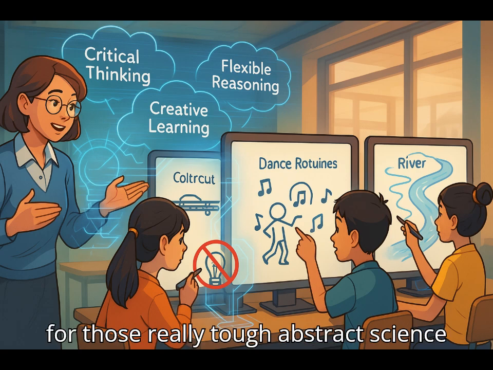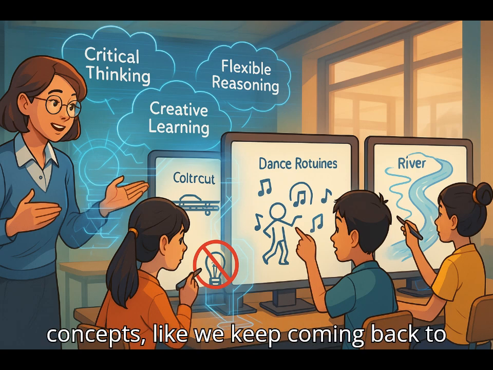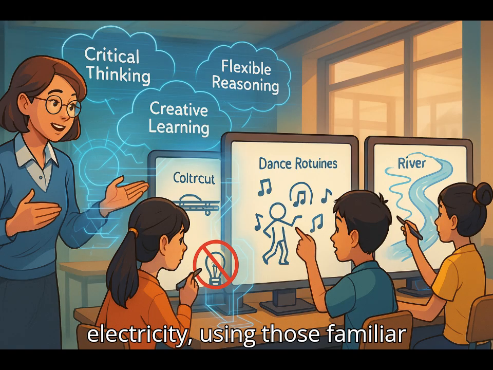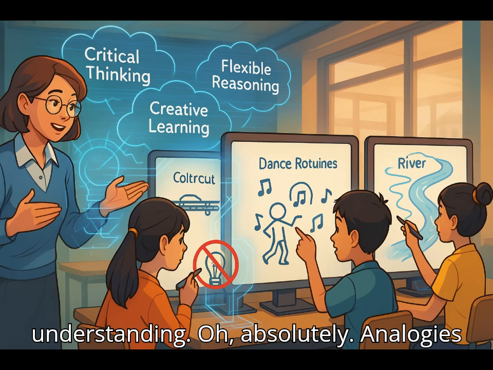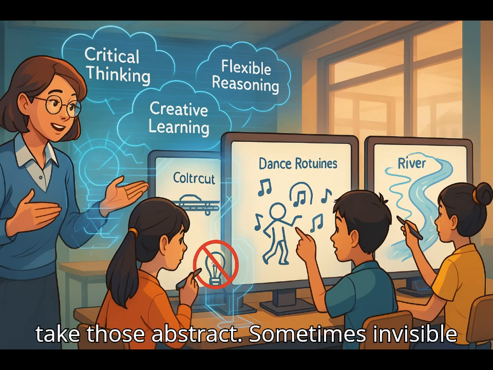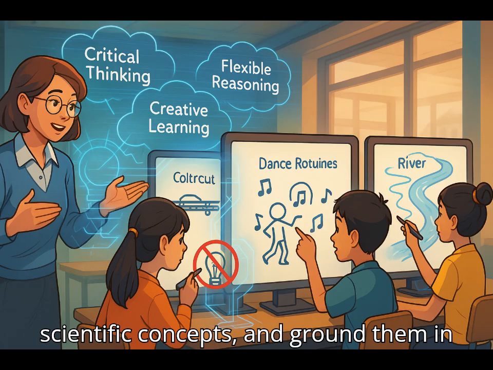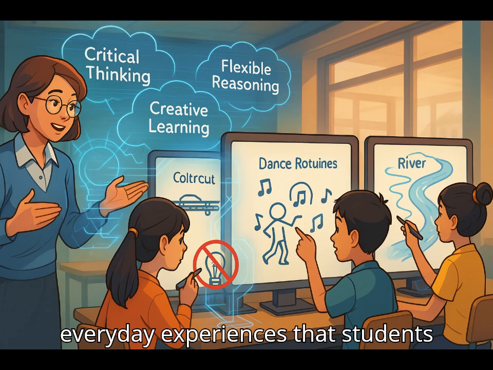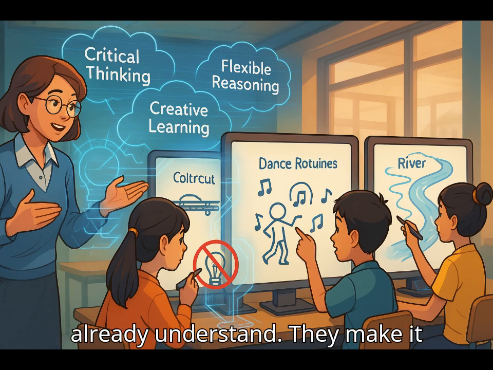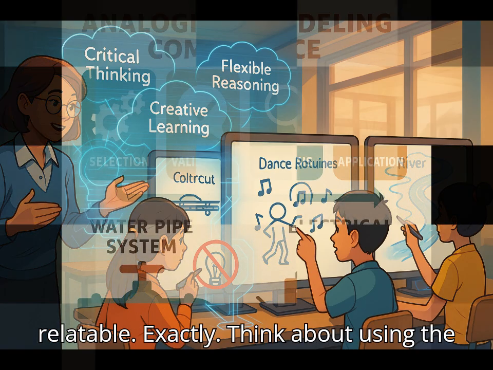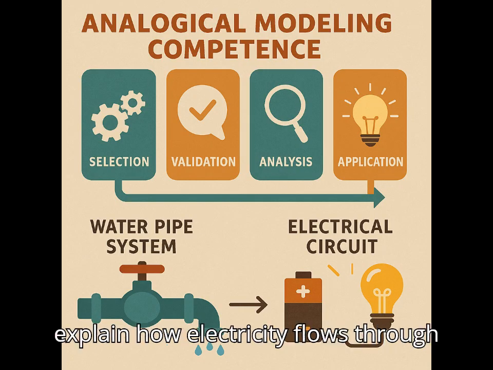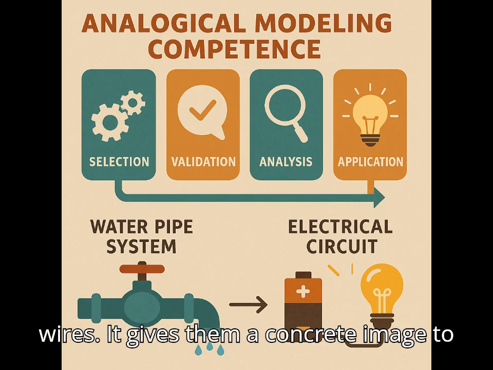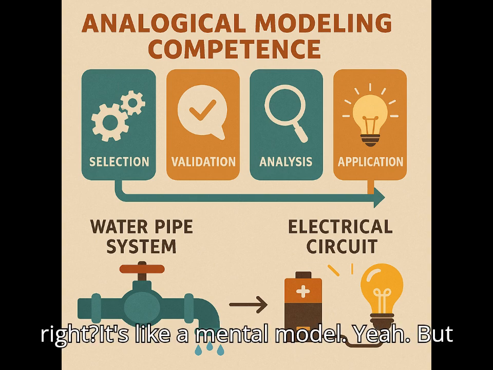And for those really tough abstract science concepts, like we keep coming back to electricity, using those familiar analogies can be such a great bridge to understanding. Oh, absolutely. Analogies take those abstract, sometimes invisible scientific concepts and ground them in everyday experiences that students already understand. They make it relatable. Exactly. Think about using the idea of water flowing through pipes to explain how electricity flows through wires. It gives them a concrete image to work with, something they can visualize. Right, it's like a mental model.